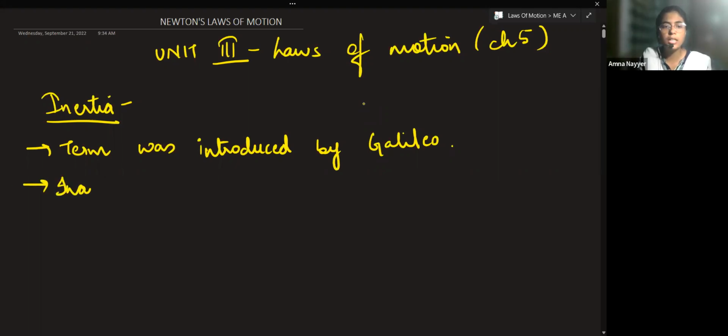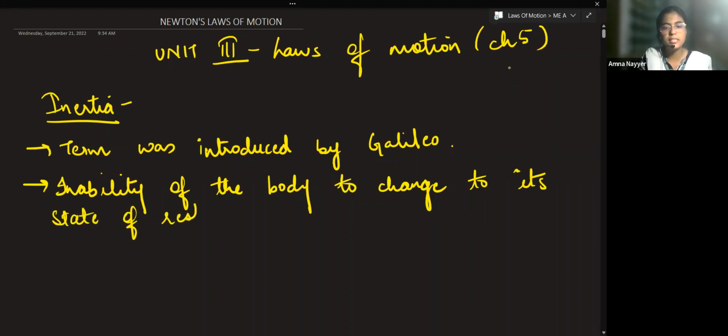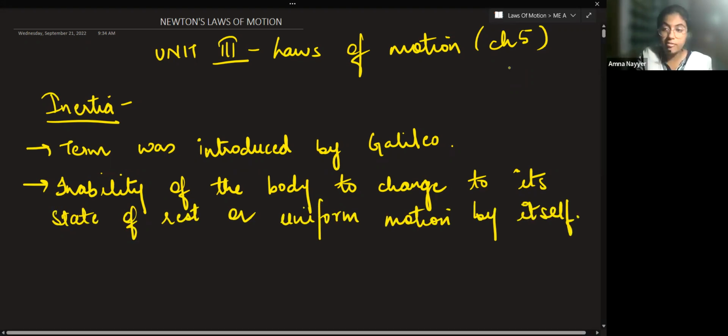Inertia is what? It's the inability of the body to change its state of rest or uniform motion by itself. By itself means what?